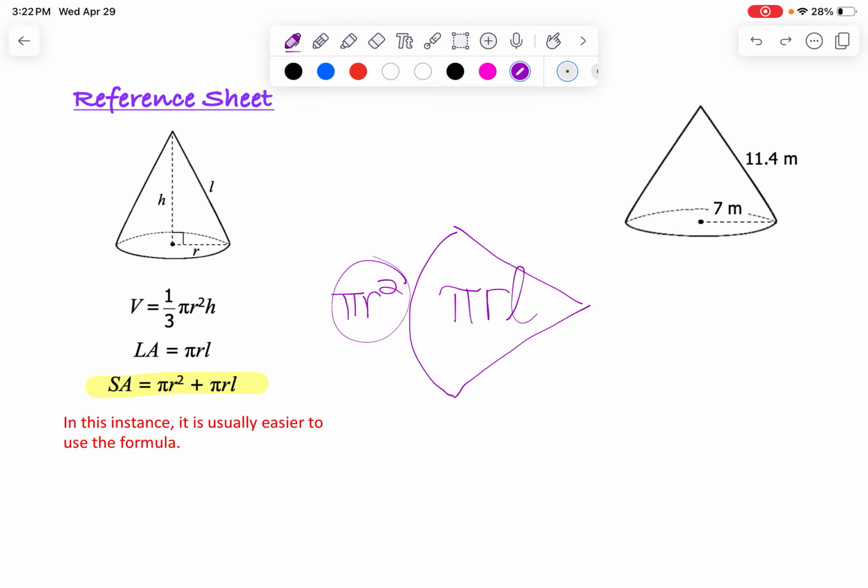But in this particular case, all right, let's see, this would be pi times 7 squared plus, I guess maybe that's in parentheses would be a little better, pi times 7 times 11.4. Okay, and let's do it.